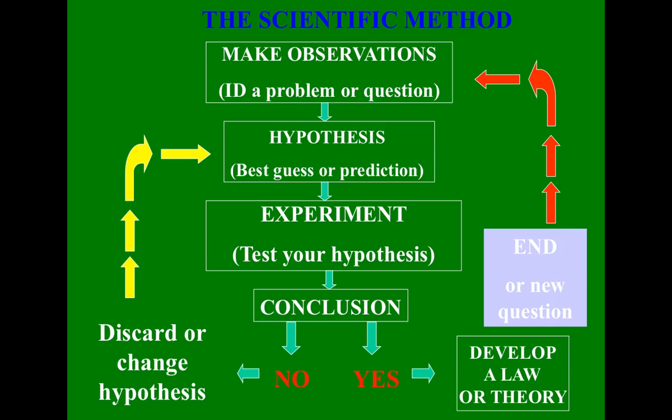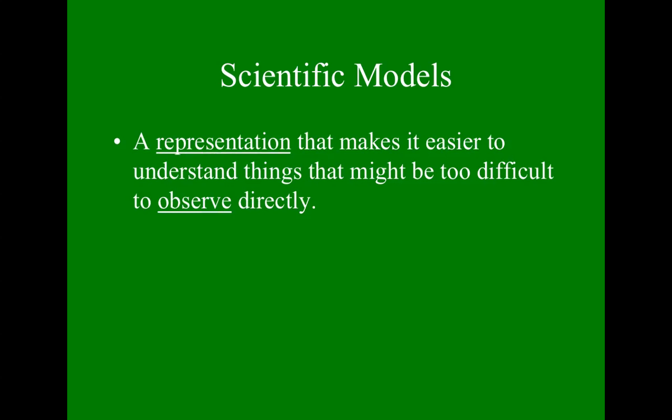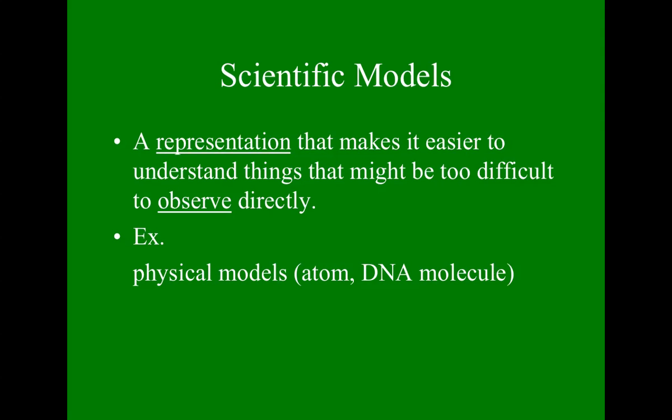Now, sometimes in the course of experimenting, we need to use scientific models. And I guess the question is why? Why would we want to use a model? Well, a model, first of all, you need to remember, is a representation that makes it easier to understand things that might be too difficult to observe directly. So some examples of models are things like physical models, like a physical model of an atom or DNA molecule. We can't actually see anything that small, so we make it our size so that we can see it, manipulate it, and understand it.